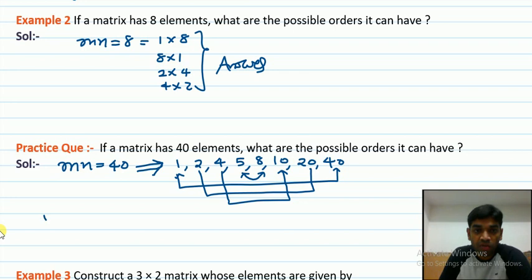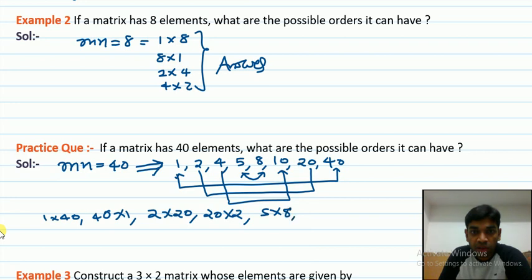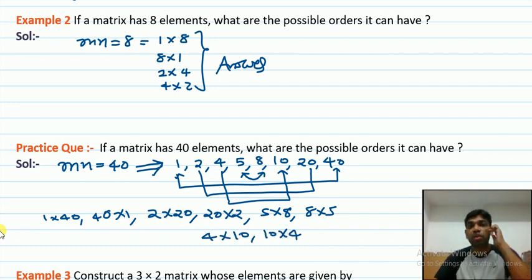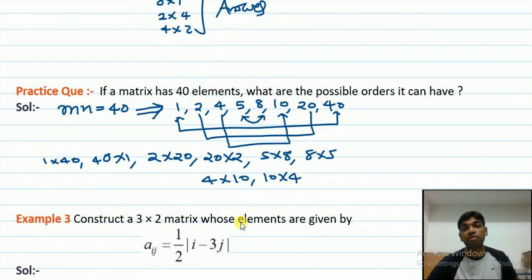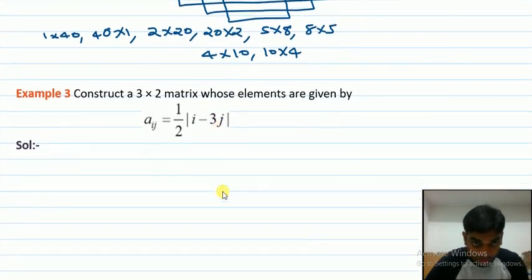So there we have 1 into 40, 40 into 1, 2 into 20, 20 into 2, 5 into 8, 8 into 5, and 1 more we have remaining, 4 into 10 and 10 into 4. So these 4 different orders are possible. Maybe in the exam they can ask how many possible orders it can have, then 1, 2, 3, 4, 5, 6, 7, 8. We have got 8 answers.